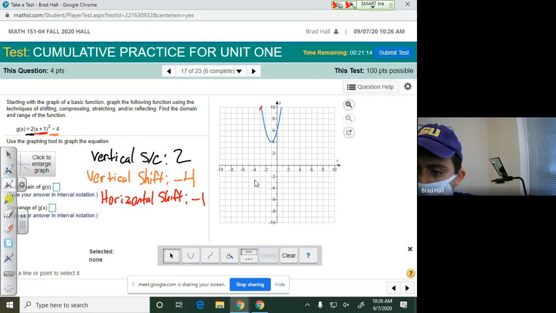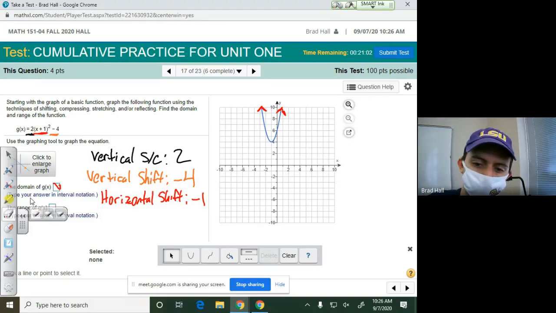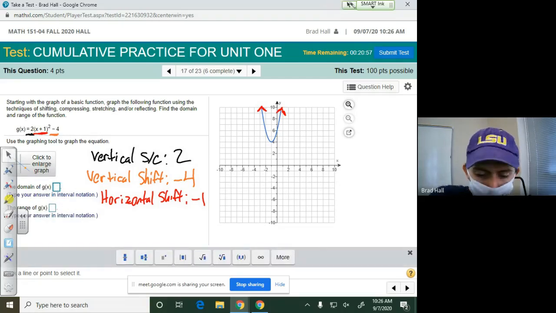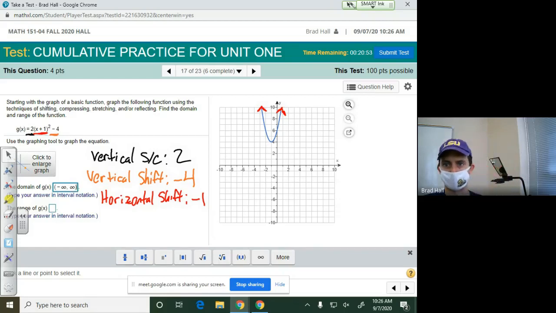Domain is left to right. So left to right is -infinity to +infinity because it's arrows on both sides.